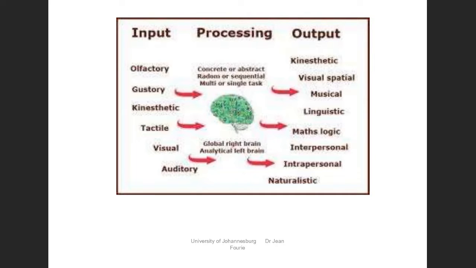We process the information. And remember, our brain has 2 hemispheres, a right and a left hemisphere, so both hemispheres are involved in processing information, sometimes in different ways. And then there is an output. So we have outputs in a variety of different ways.